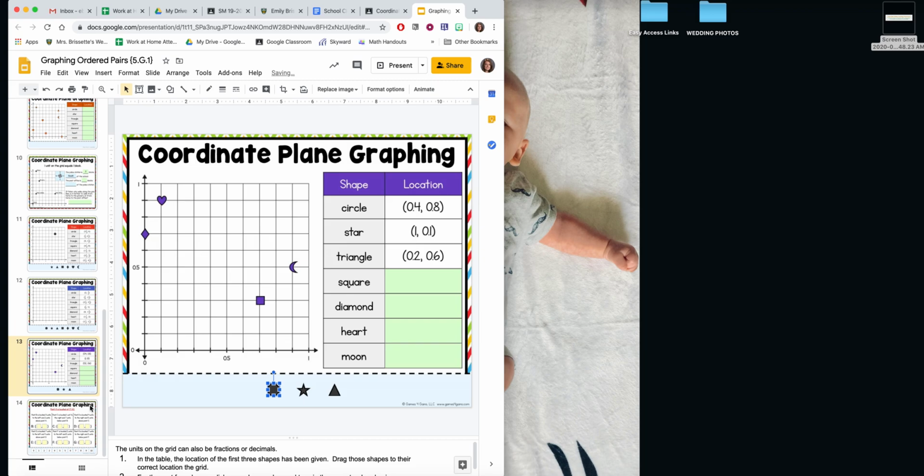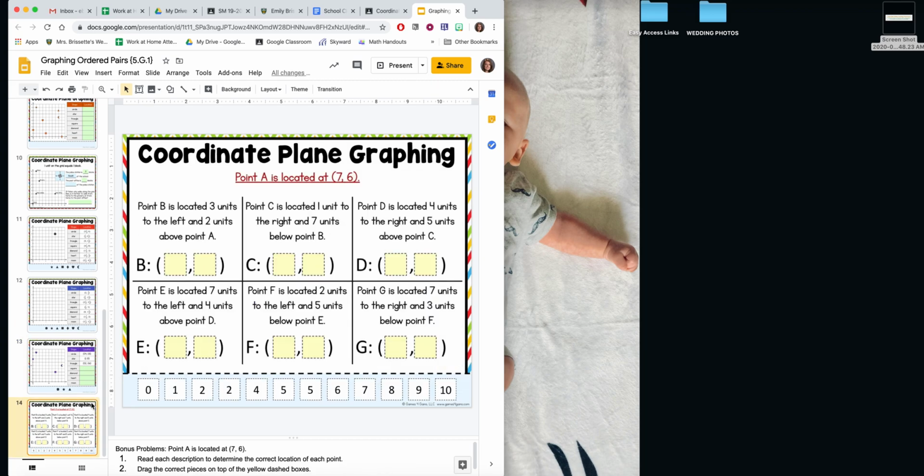Okay. And this one is an extra credit problem, kind of, if you want to try a little bit of a challenge. You're starting at 7, 6, and then you need to talk about if I go 3 units to the left and 2 units above, what would the next point be? And then you can just drag these numbers over to where they belong. But like I said, this is an extra point.